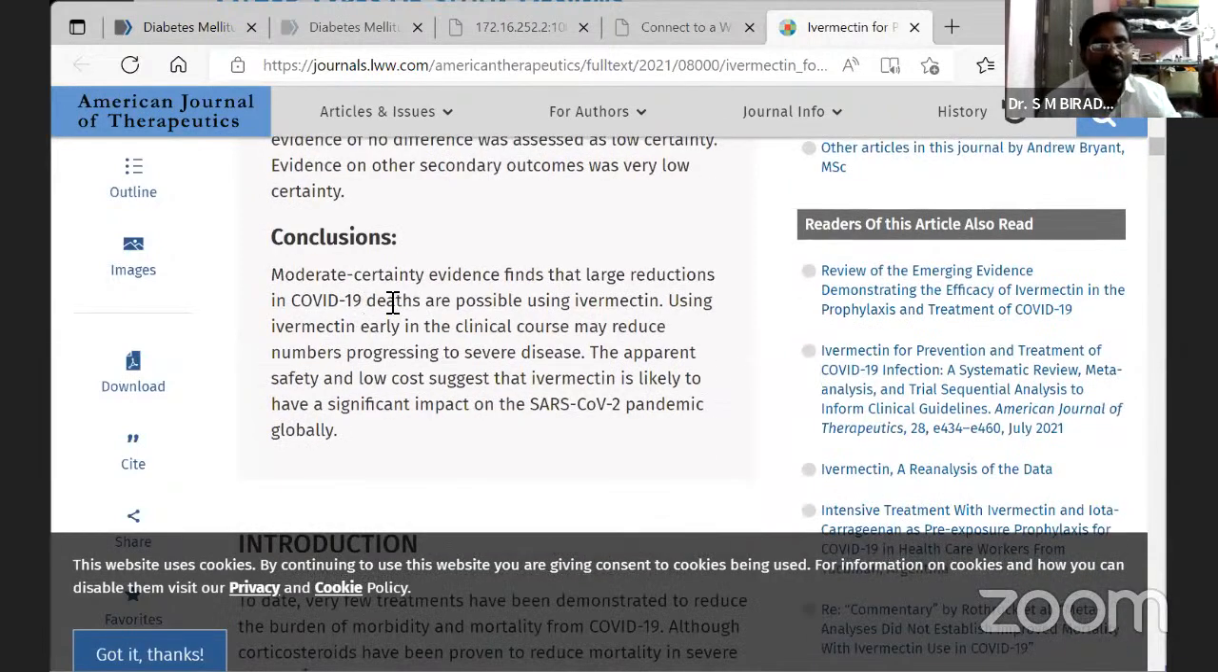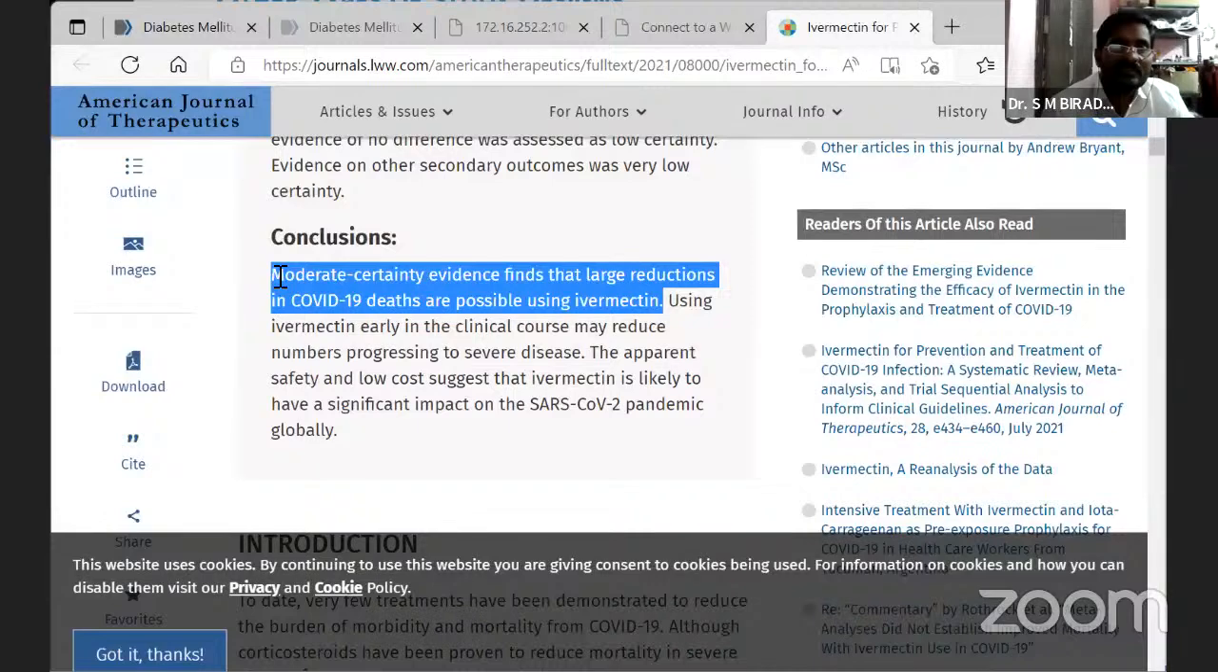See here, moderate to large reductions in COVID-19 deaths are possible using ivermectin. So the 15 trial centers report that the use of ivermectin on COVID-19 patients indicates that they have reduced the deaths from COVID when they use ivermectin. So this indicates that this is a meta-analysis.